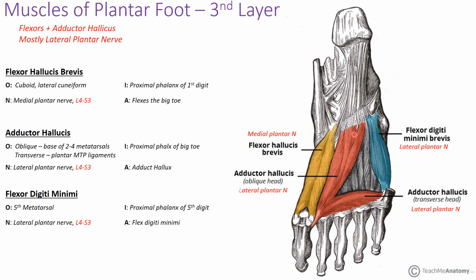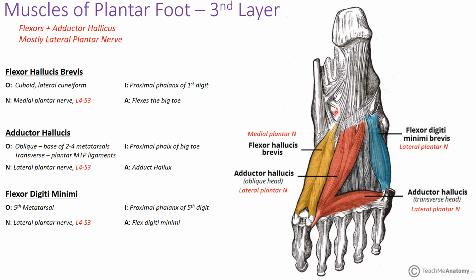It has an oblique head coming across and a transverse head. This is just like the adductor pollicis in the hand. So we have an oblique head coming here, being highlighted, and then a transverse head coming across your metatarsals.